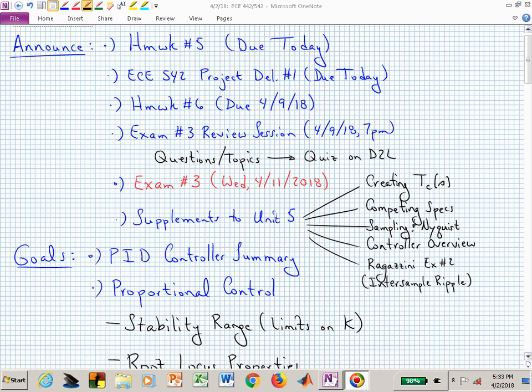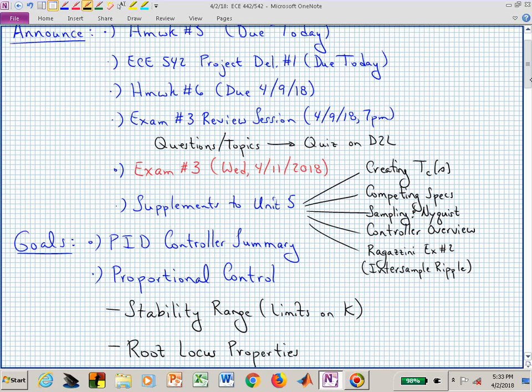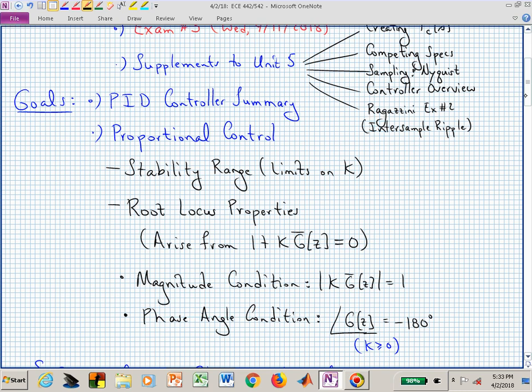Just as a reminder, there are additional material and videos available to supplement Unit 5, and those are listed here on the right on the screen. And today what we want to do is get into the PID controller. And we'll quickly summarize that, and we'll start working through one particular illustration of that, which is the P part, the proportional controller. And you might have actually seen that in one of your problem solutions using the Ragazzini design.